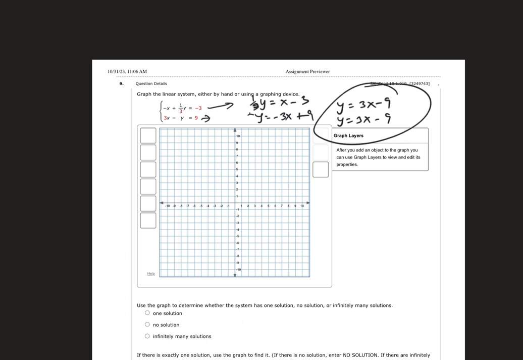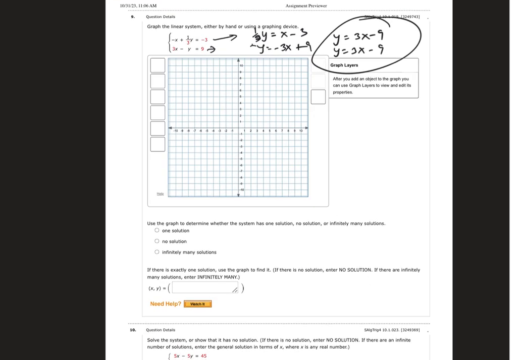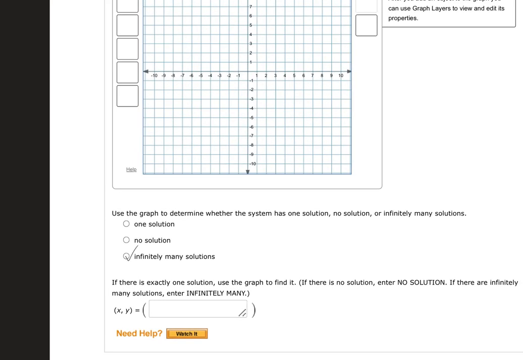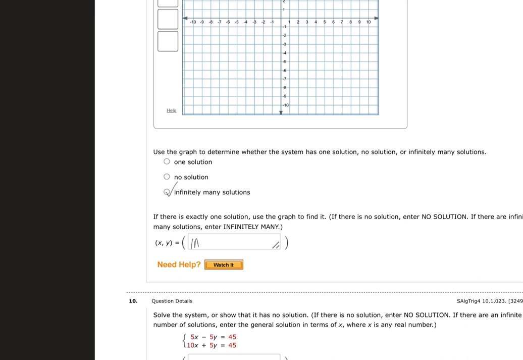Notice that this is the same line. This is the same line. So you would know this immediately if you did this on Desmos, because you would only see one line and you'd zoom out, zoom out, zoom out, and then you'd figure it out at some point. If it's the same line, then it has infinitely many solutions, and you would have to write infinitely many in here. And I can't spell it, and I don't care.